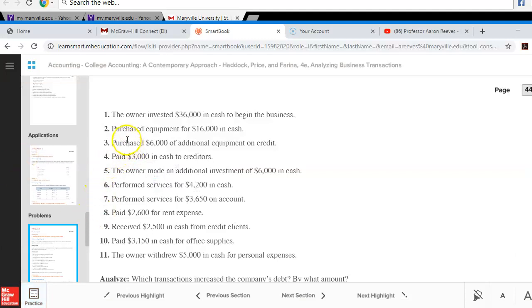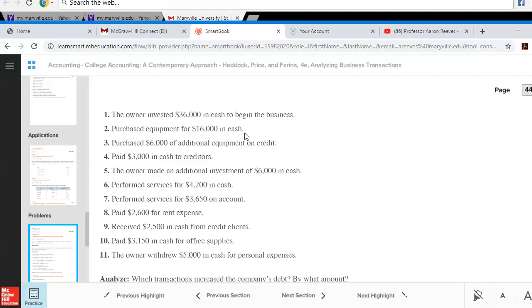Next transaction, purchase equipment for $16,000 in cash. So again, you want to think about which accounts are involved in this transaction. We bought equipment and we spent cash. Okay? So now ask yourself, did the equipment account increase or decrease? Because you purchased equipment, the equipment account increased. Because you're spending cash, the cash account decreased.